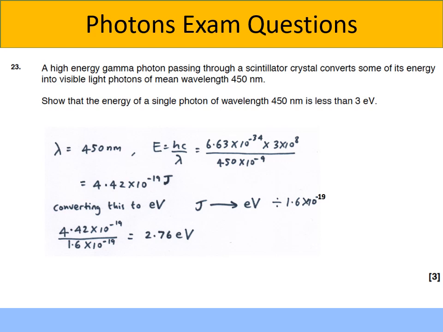That gives us the energy of a photon as 4.42 times 10 to the power minus 19 joules. Now we have to convert this into electron volts. So we're going from joules to electron volts, which means we have to divide by 1.6 times 10 to the power minus 19. So 4.42 times 10 to the power minus 19 divided by 1.6 times 10 to the power minus 19 gives us 2.76 electron volts, which is indeed less than 3 electron volts.